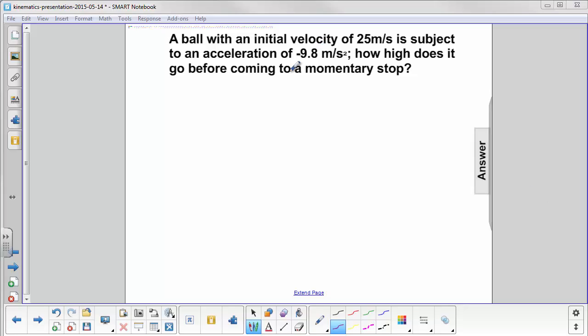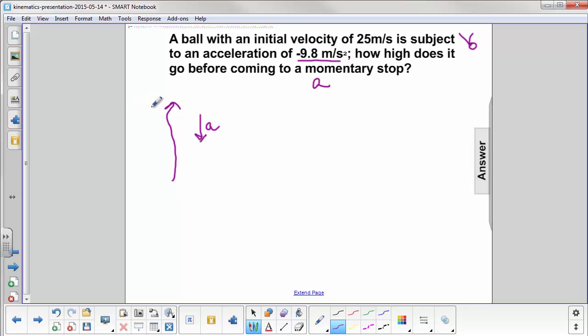A ball with an initial velocity, so that's v0, of 25 meters per second is subject to an acceleration of negative 9.8 meters per second squared. So what's happening here is you throw a ball up in the air, well actually it'd probably go a lot straighter than that, and the whole time it has an acceleration in the down direction, and we call that negative 9.8 meters per second squared due to gravity.